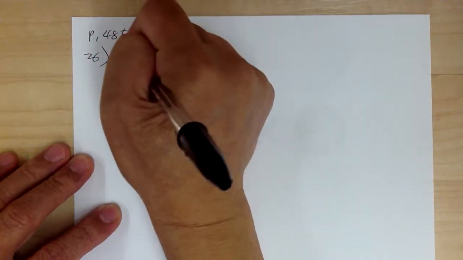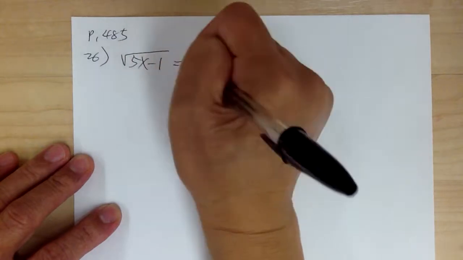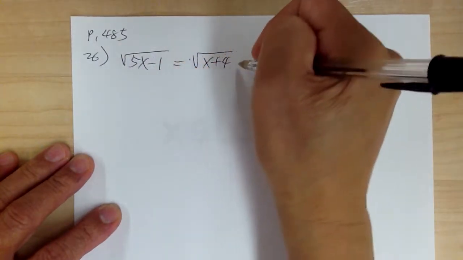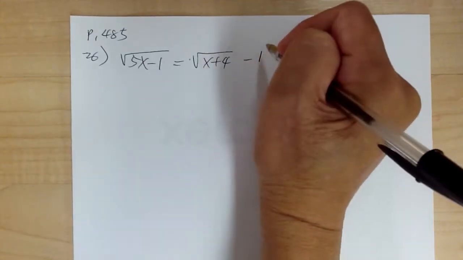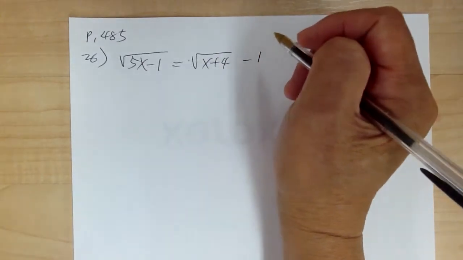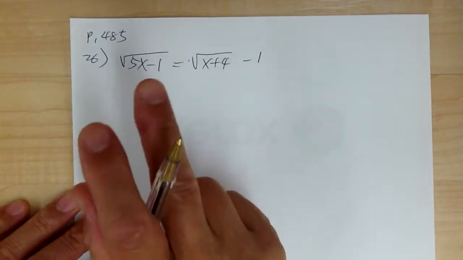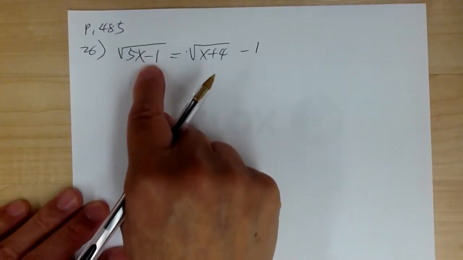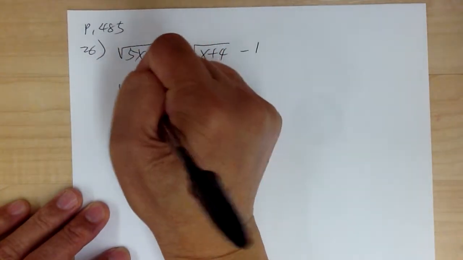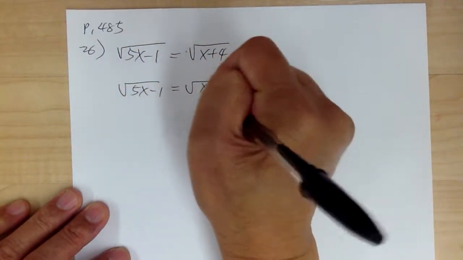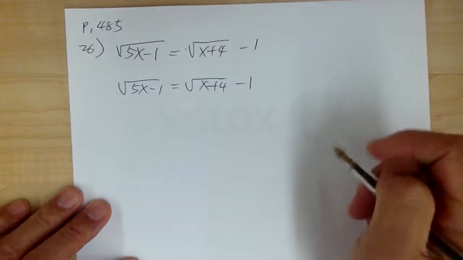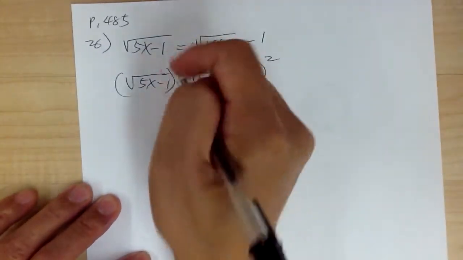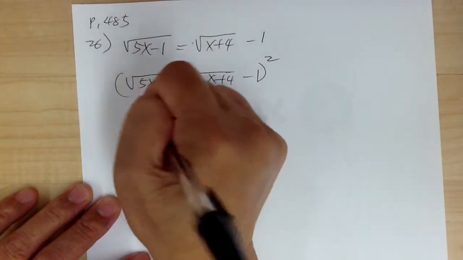Okay, I got square root of 5x minus 1 equal to square root of x plus 4 minus 1. So again, there are 2 square roots, so you want to undo one at a time. Since this is already by itself, let's undo this one first. I'm going to write it one more time so I don't mess up my original, because I need that to check my answer. So square both sides.